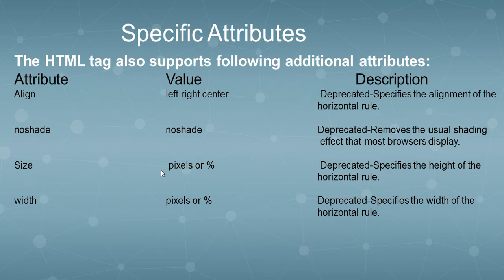Now size also takes pixels or a percentage, as described in the width attribute. It specifies the height of the horizontal rule, that is, the vertical thickness. Then noshade is also an attribute, whose value is not set. It removes the usual shading effect most browsers display. Whatever shade effect the horizontal rule shows will be removed, that is noshade. Align will be left, right or center.